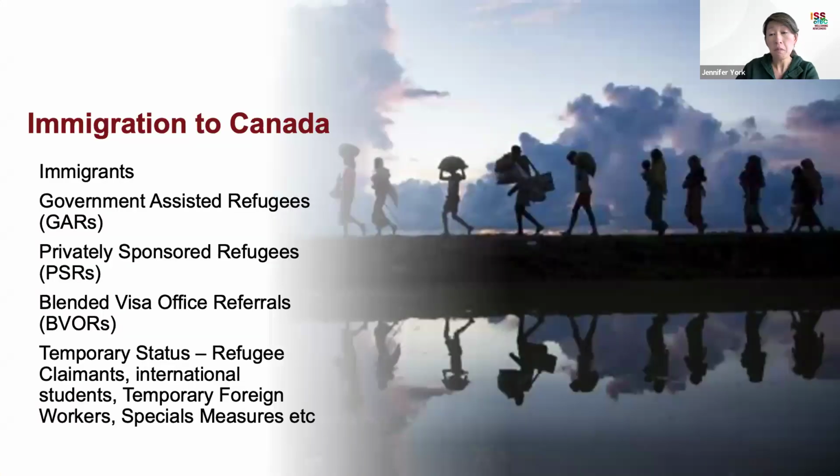Next slide. I think before I begin with some of the data and the information, I just want to make sure that we all have the same understanding of immigration process to Canada. And these are some of the categories that are existing. And the importance of this is because the different types of services and supports varies based on the status. So if you look at this listing here, the first four, immigrants, government-assisted refugees, privately sponsored refugees, and blended visa office referrals, they are considered permanent residents. And so they are able to access most of the services and supports as most Canadian citizens would.